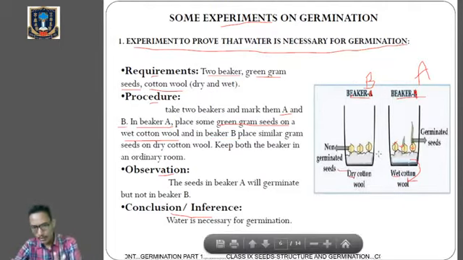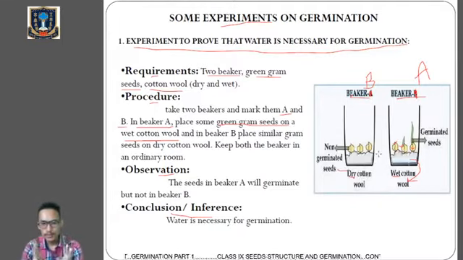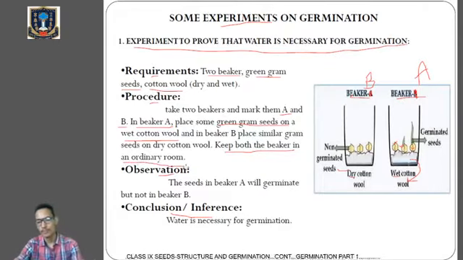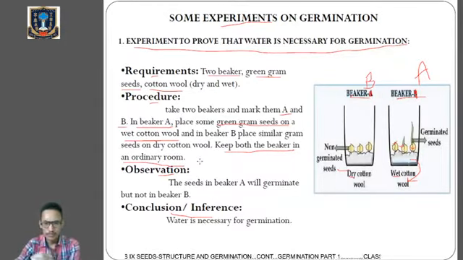So now, listen carefully, we are taking two beakers, marking them as beaker A and beaker B. In beaker A, we are putting the wet cotton wool that contains moisture, water, and we are putting the gram seeds. Similarly, in beaker B, we are putting the gram seeds, but over here we are putting the dry cotton wool. Now both of the beakers should be kept in an ordinary room. Clear? Now you can see over here that beaker A contains moisture, water, but in beaker B there is no water, as we are using dry cotton wool.